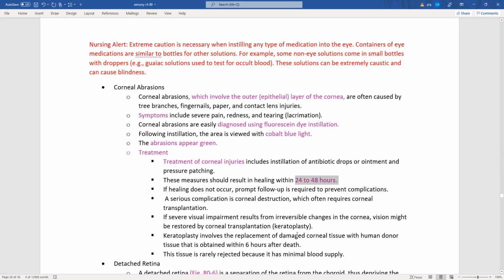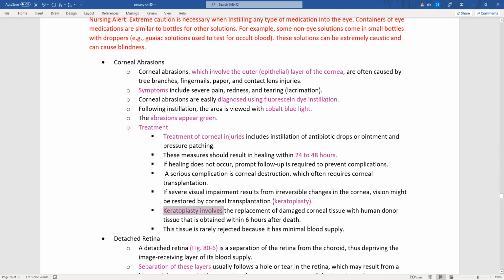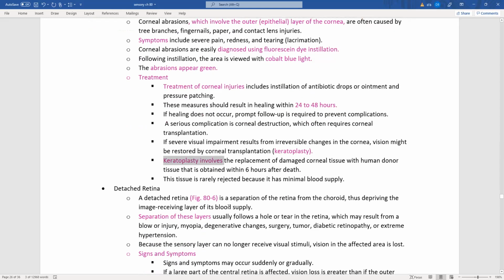Keratoplasty involves the replacement of damaged corneal tissues with human donor tissue that is obtained within 6 hours after death. The tissue is rarely rejected because it has minimal blood supply.